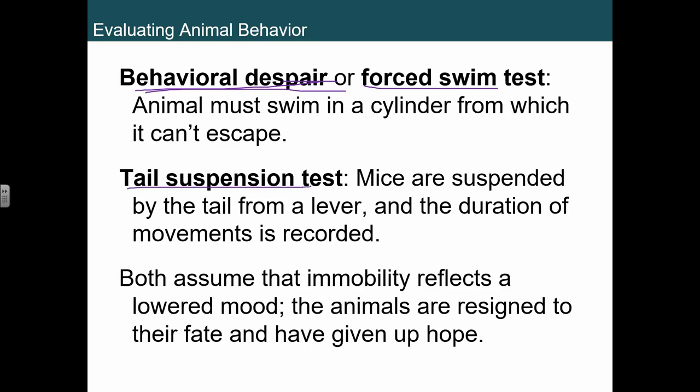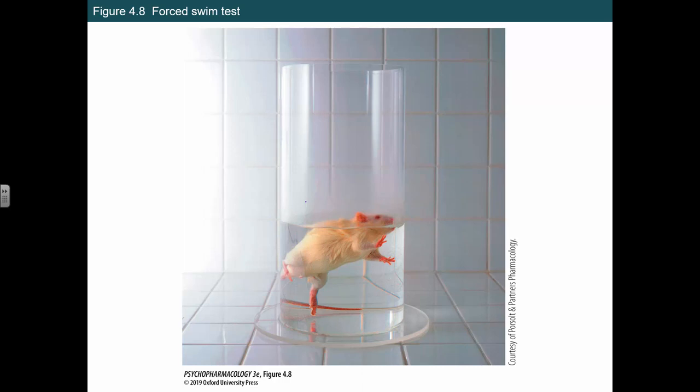There's also the tail suspension test, right? You can kind of hang these mice from their tails and see what happens. Yep, there's a forced swim test.